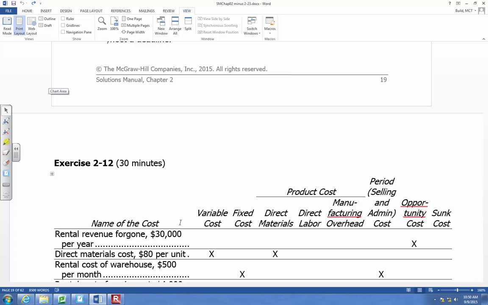So you're supposed to put X's everywhere it pertains. So direct materials are like your raw ingredients to make whatever it is you're going to make. Absolutely. So it's a variable cost. It's direct materials. And I think that's the only thing that it fits in the categories.